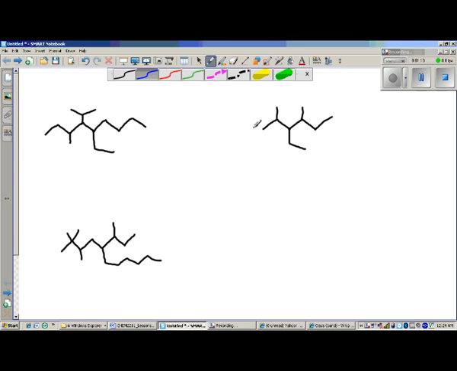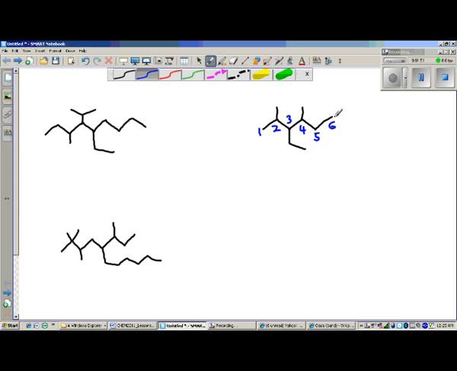Now, do we number from the left or from the right? Well, remember, we said we wanted to number from the side that gives us the lowest number for our substituent, and if we have several substituents here, then we just number from the side that gives us the lowest total for each of the substituents. Usually that means counting from the side where we'll encounter the first substituent first. So what this means is 1, 2, 3, 4, 5, and 6. So the substituents are on carbons 2, 3, and 4.